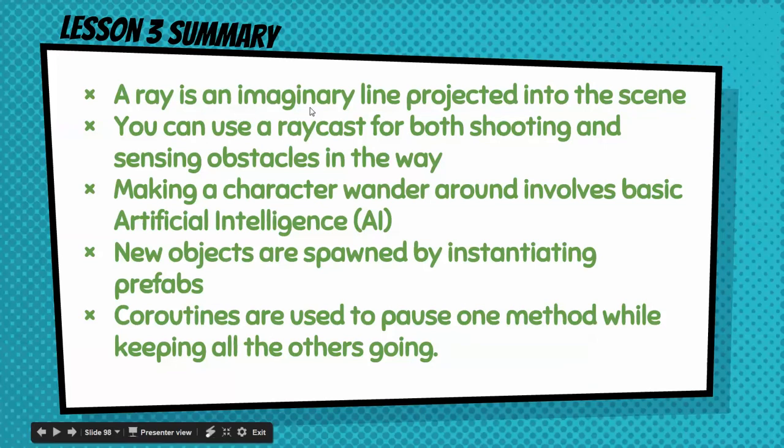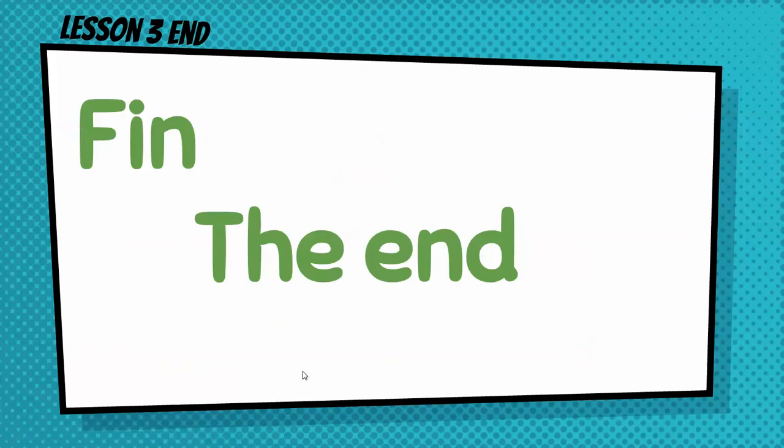So here's our summary. A ray is an imaginary line projected into the scene. You can use raycasting both for shooting and for sensing obstacles in the way. We did some very simple artificial intelligence by making our character wander around. We know that new objects are spawned by instantiating prefabs, and we also dealt with coroutines a couple of times. They're used to pause one method while keeping all the others going. And that is the end of lesson 3.